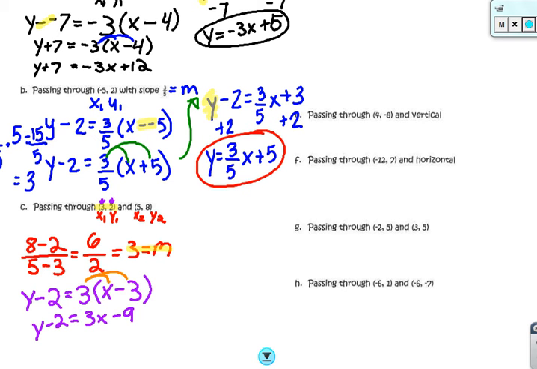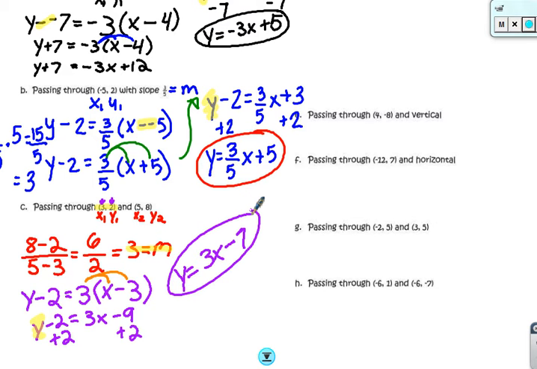To get this y by itself, we need to move the 2. So we're going to do that by doing the opposite and add. And again, we can't put it with a 3x because those are not like terms. So I'm going to add it with the 9, the negative 9. So y equals 3x minus 7. So we have a slope of 3 and a y-intercept of negative 7. And that would be our final answer.